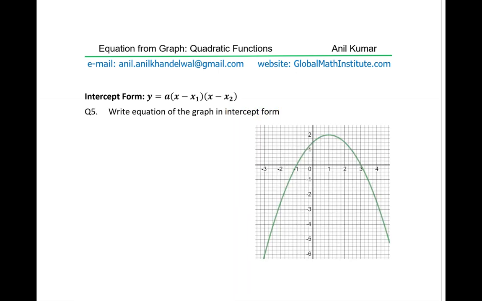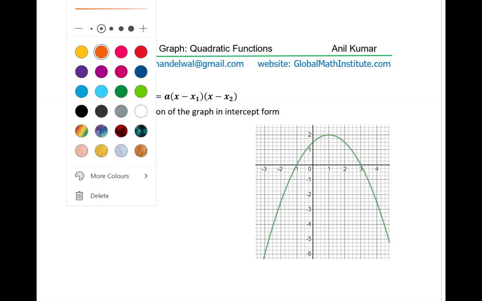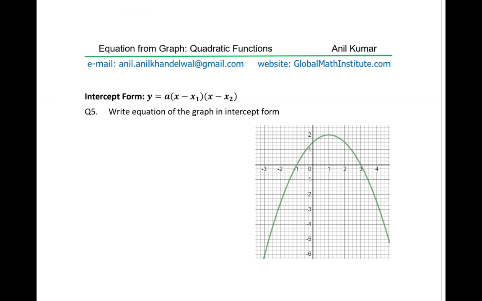Let's move on to the next question, which is again to find the equation of the parabola in intercept form. So let's first find the y-intercepts and the x-intercepts. So in this case, the x-intercepts are at 3 and -1. So we have x-intercept at x equal to -1 and at x equals 3. So we get these two values of x1 and x2, right? These are the two values. You could write x1 and x2.